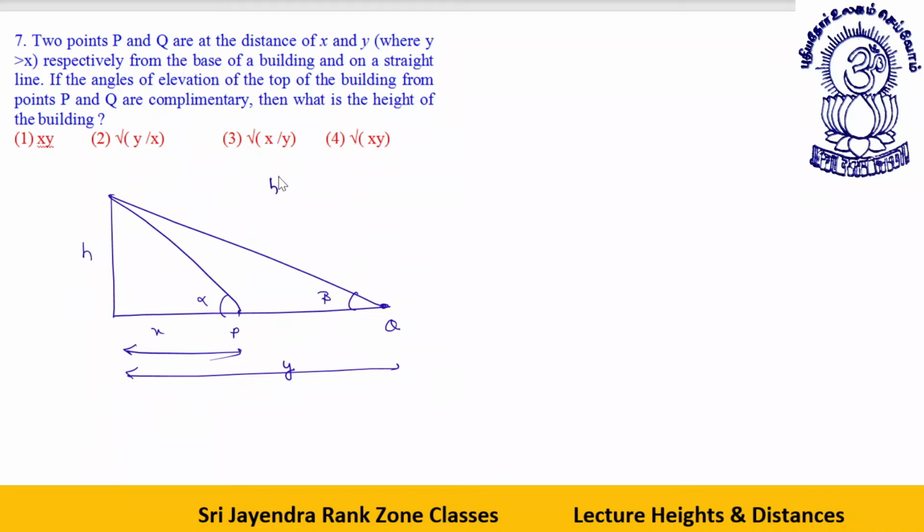Direct formula: h square is equal to AB, h is equal to under root AB. This common side will be the under root of these two, that is under root xy. Okay, done. So we have done one exercise.